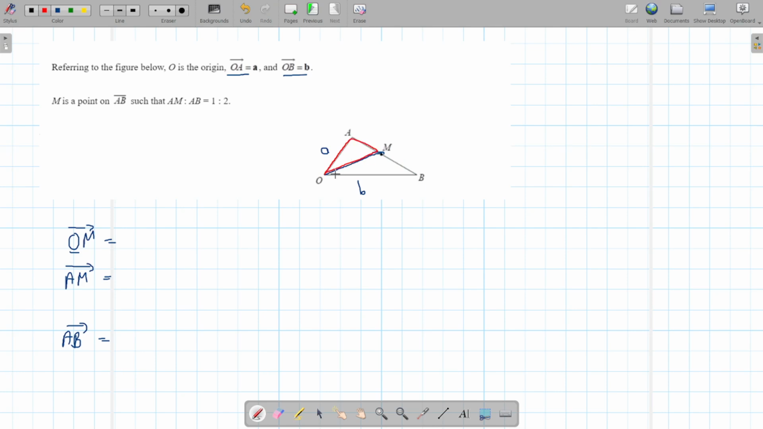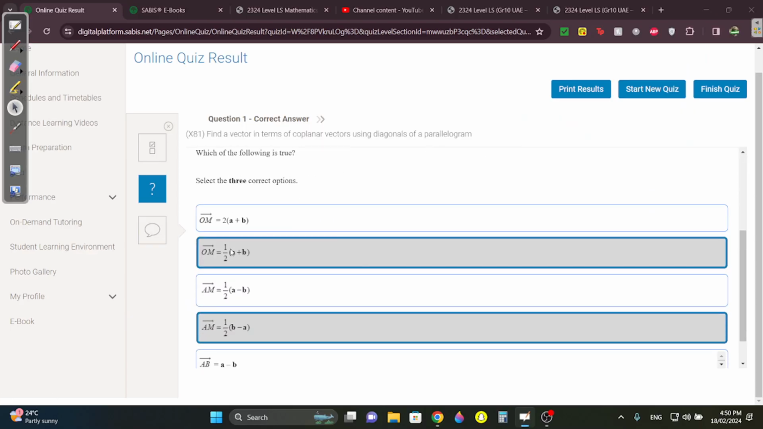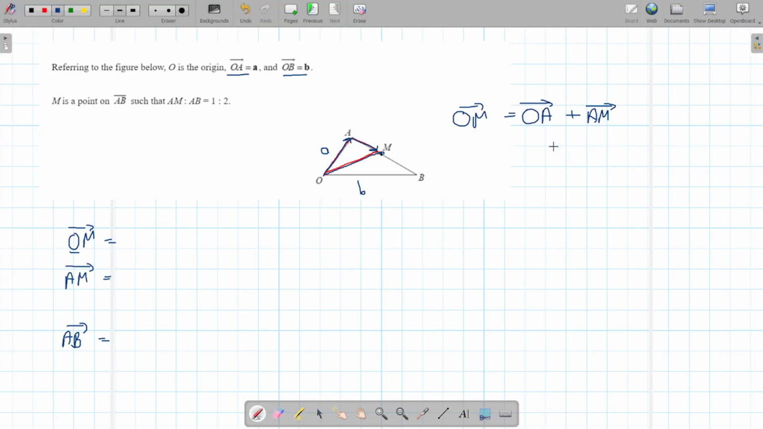OM is equal to, you can either go from O to M directly, or you can go up to OA, then from A to M. So OM is actually equal to OA plus AM. But in the choices, you're not going to see that. You're going to see this. So you can tell me, why? Well, I got this. How is that the same thing?